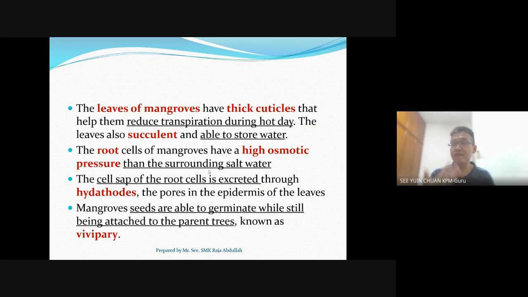There is also another feature. So I have mentioned a few features. I'll start with thick cuticle. Succulent, actually, no need to remember much. Thick cuticle to prevent what? Transpiration, or to reduce transpiration. Okay, that means water loss.